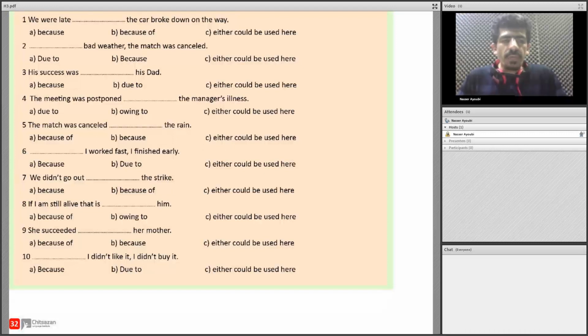Number eight: If I'm still alive, that is, him. That is because of him, that is owing to him. Yeah, you can say that, because we have got "is," "owing to" can be used mainly in, yeah, if I'm still alive, that is mainly owing to him. But here, let's just choose "because of." Number nine: She succeeded her mother because of her mother. Number 10: I didn't like it, I didn't buy it. "Due to" cannot be used, so: because I didn't like it, I didn't buy it.